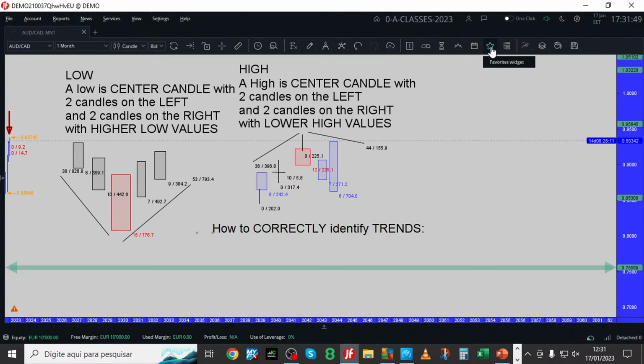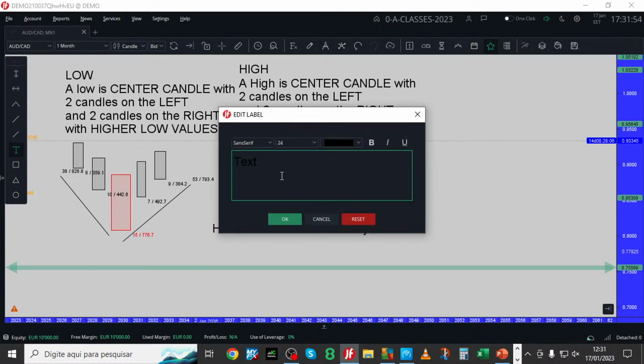Type in the chat, everybody. Who knows how to identify an uptrend?